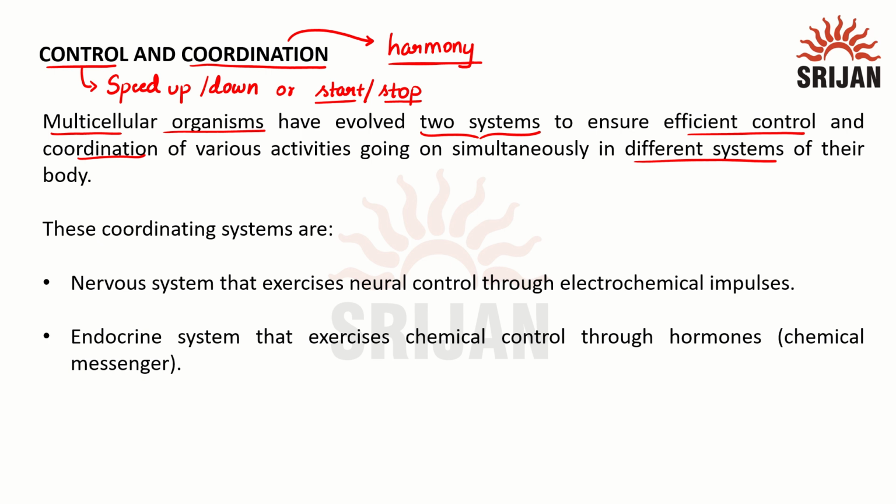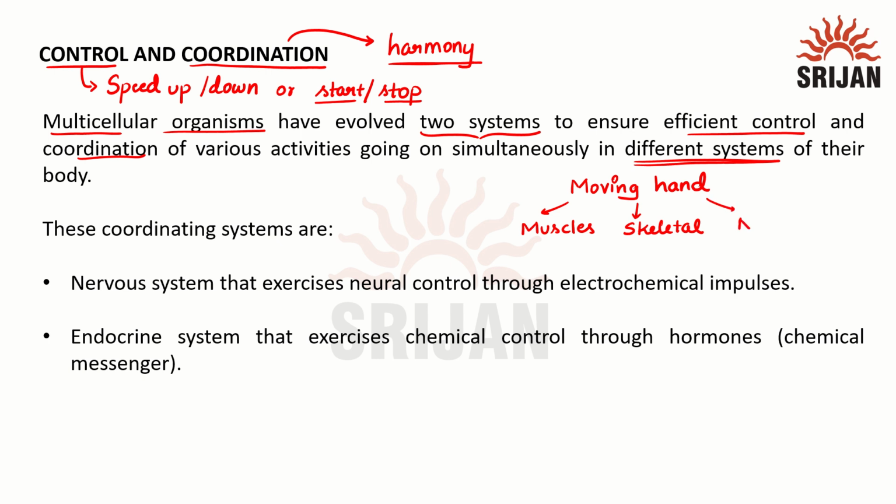Now, if you think of one particular action, let's assume I am moving my hand. It is a very simple action. For this, I need coordination with many different systems. For example, my muscles have to work. Muscles are attached to bone, so the skeletal system has to work. The skeletal system also includes joints.